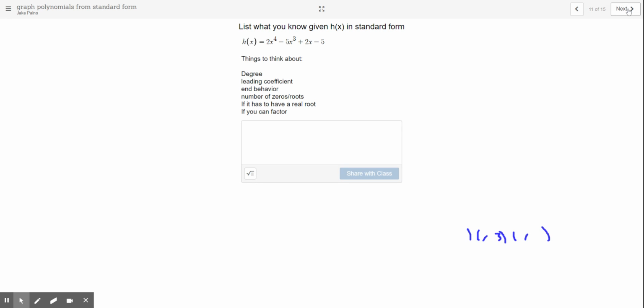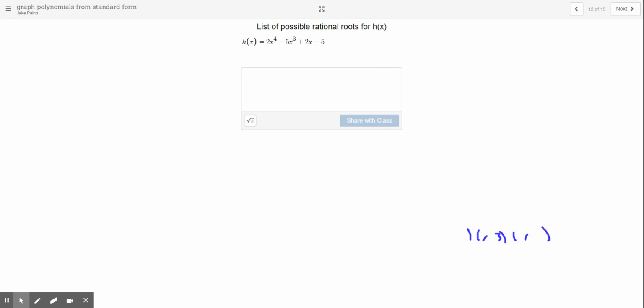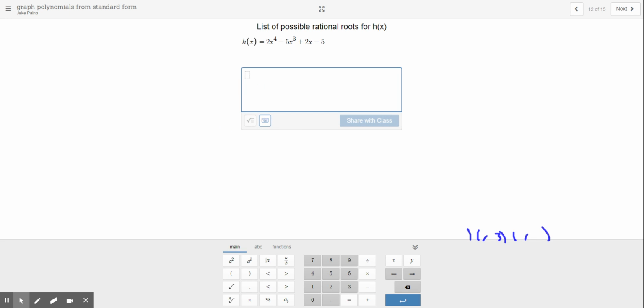But if I go over to this next one and I say, what are my possible rational roots? Okay, so my possible rational roots here will be plus or minus 1 and 5, and then I'm also going to get 1 over 2 and 5 over 2. Now my q is 2. So these are my possible answers. All right.